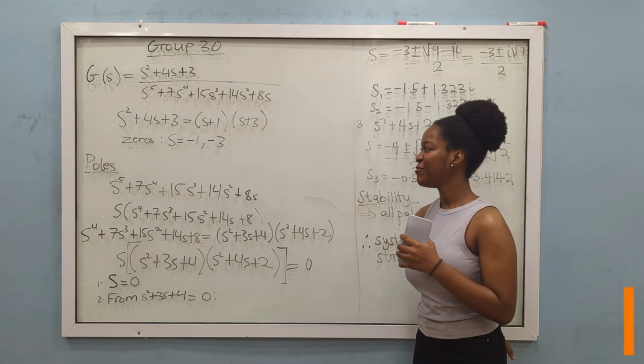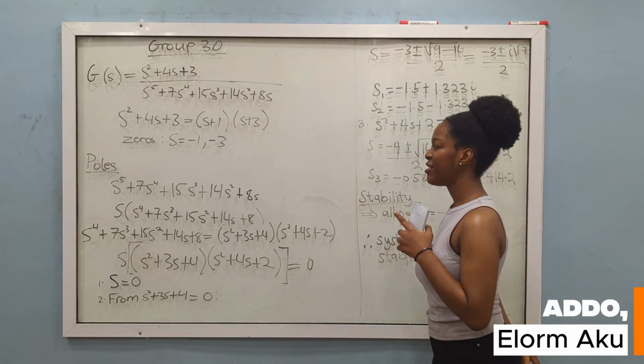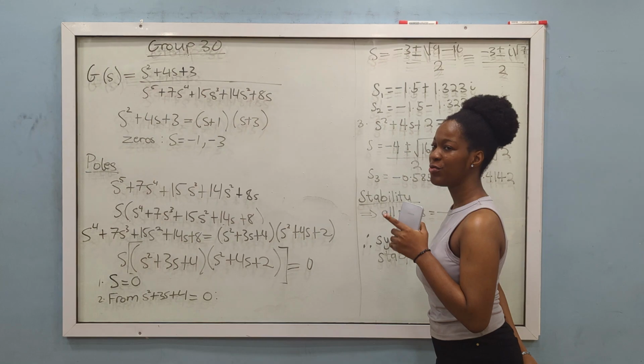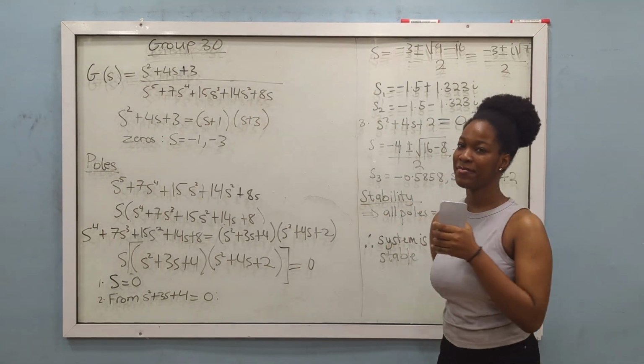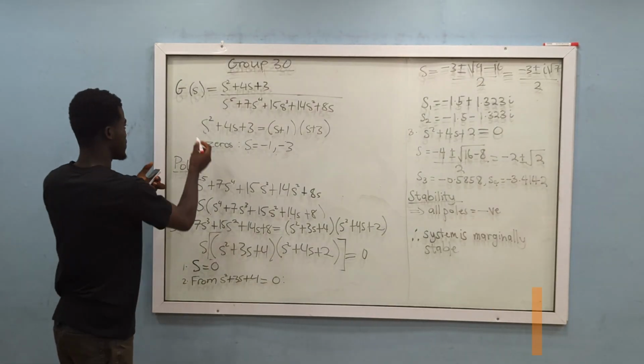Hi, I'm Elom, and in this video, we'll be dealing with a transfer function by finding the poles, zeros, and stability. Hi, my name is Xavier, and this is a transfer function G.